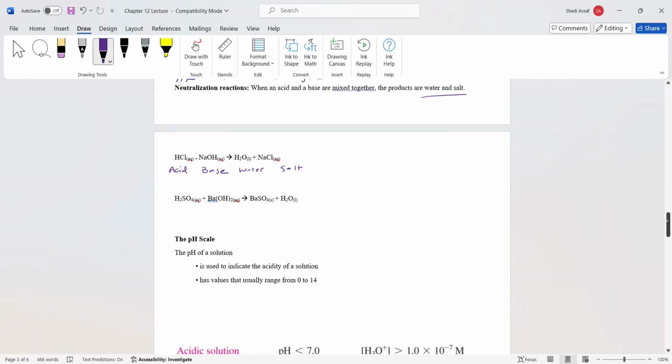So notice that you're producing water, and this is why it's a neutralization reaction, because water is neutral. We're going to learn that in the pH scale in a second. Same thing, here's a strong acid, here's a strong base, and you produce salt and water. Be aware that the word salt in chemistry doesn't mean table salt. Salt means an ionic compound, which is the positive and negative.